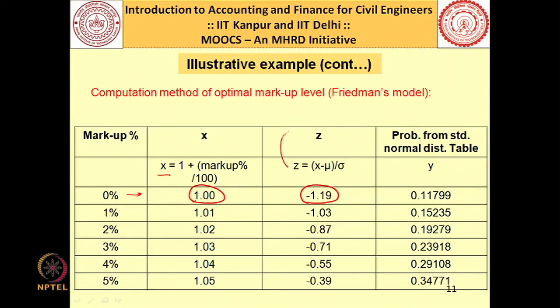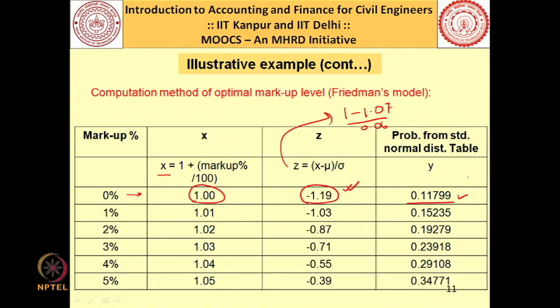How? This z becomes (x minus mu) divided by the standard deviation. So, x is 1, mu is 1.07 and standard deviation was 0.06. If you calculate this, you will get minus 1.19. Now, I can read out the probability from the standard normal table, and it is coming to 0.11799, right.